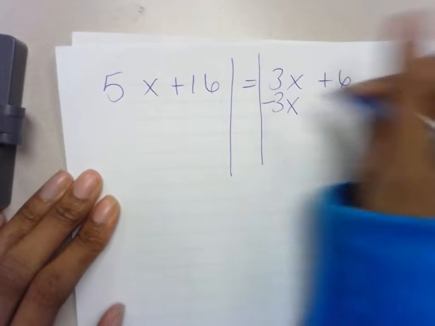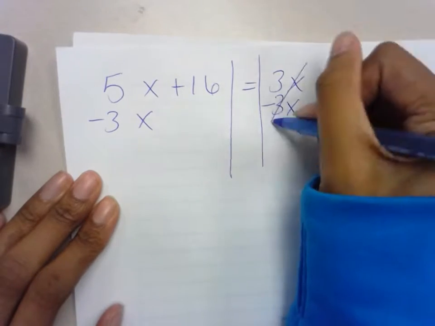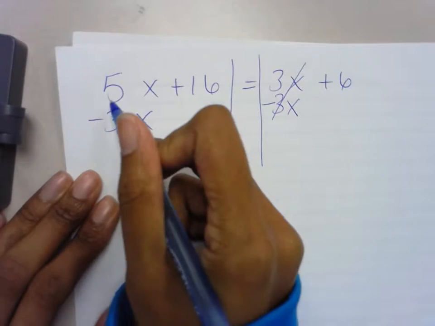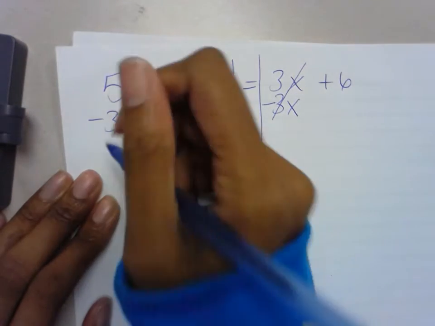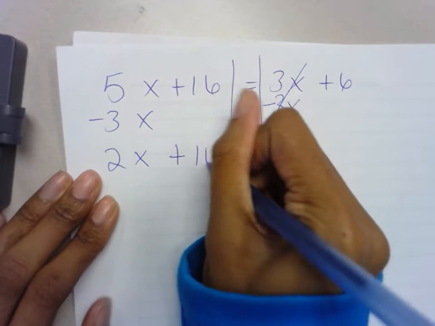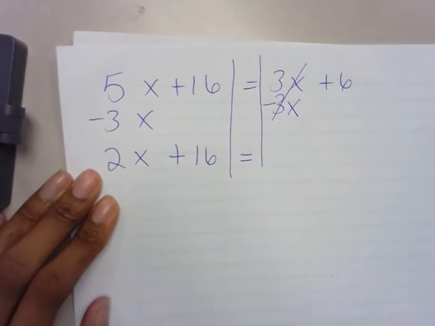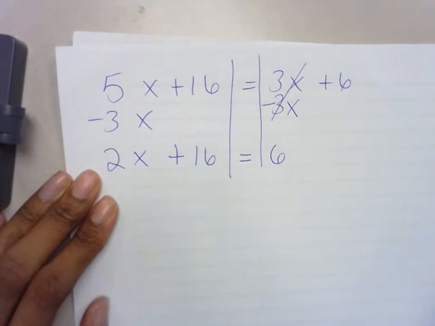What you do to one side, you do to the other side. These cancel. We're going to bring down whatever we have left. 5x minus 3x is 2x. Bring down whatever's not canceled, plus 16. Make sure to have the equal. And then what we have left on the right side of the equal sign is 6.